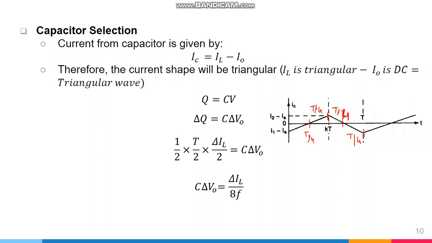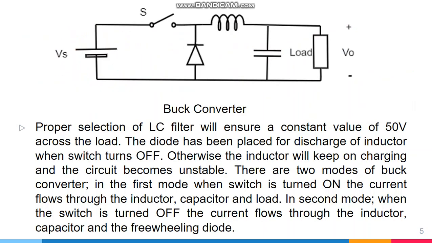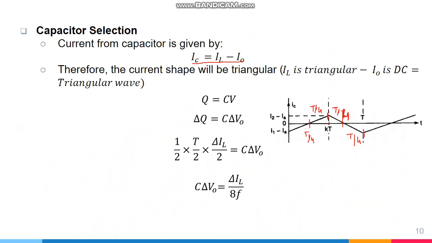Current from the capacitor is given by IC is equal to IL minus I naught. This is IC, this is IL, and this is I naught. So IC is equal to IL minus I naught. Therefore the current shape should be triangular.